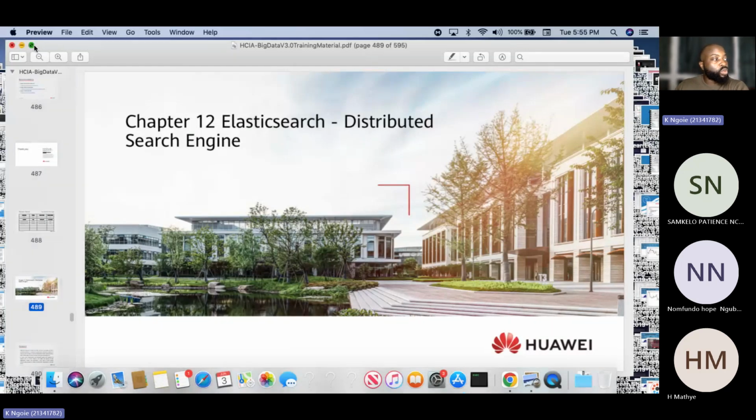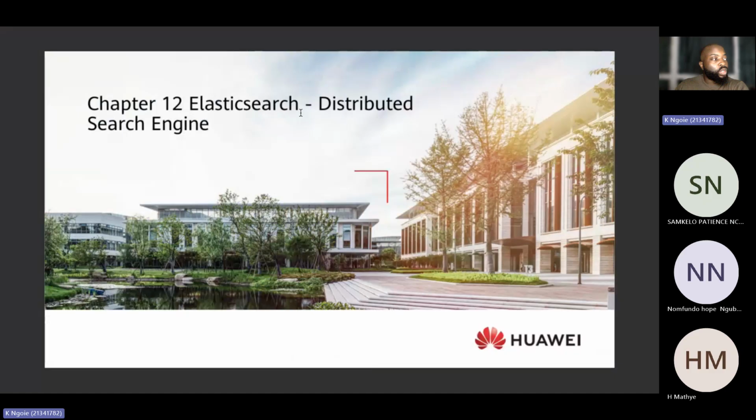So now we go to Elasticsearch, a distributed search engine. So what is Elasticsearch? It's just, how can I say it, a scalable open source full text search. So this helps us to search and find certain information in our databases. It helps you to analyze; it's basically like an analytics engine, which will play a very big role in the big data ecosystem.